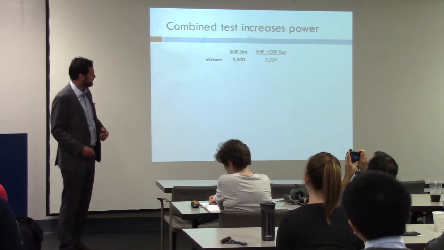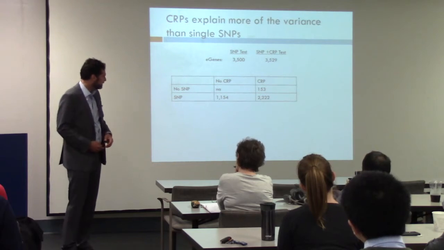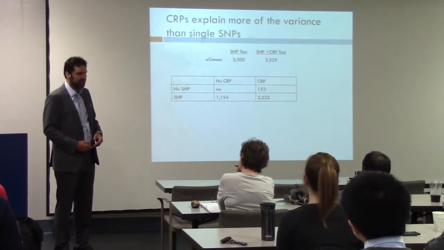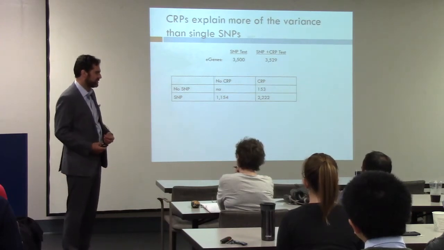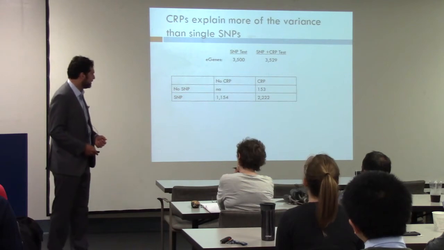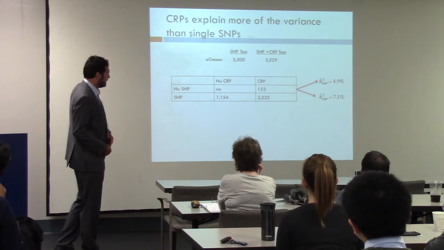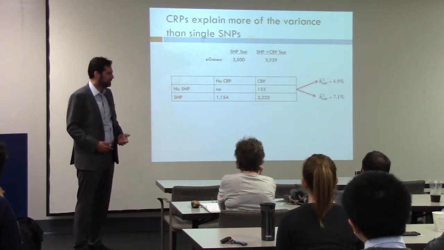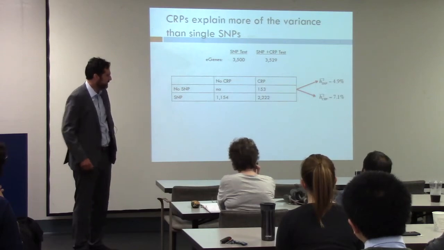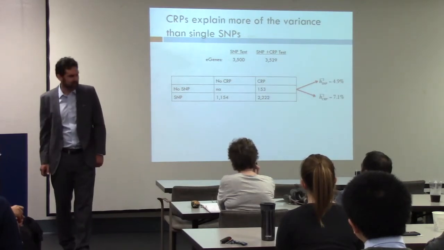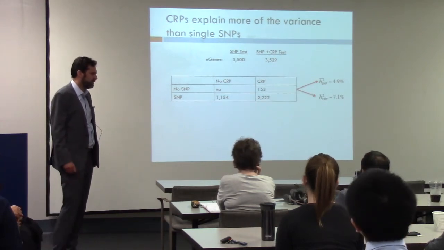However, we do find some interesting things when we look at them more closely. Of those 3,529 significant E genes, we ask, do they have a significant SNP association, a significant CRP association, or do they have both? It turns out that 153 of them only have a CRP association. In those genes, we can ask how much of the variance is explained by that CRP association. It turns out to be about 7.1% of the variance in the trait on average, whereas the top SNP from those same genes is only explaining about 5%.